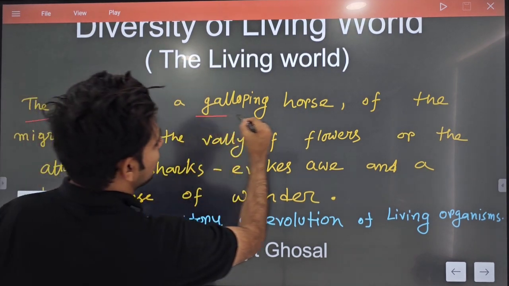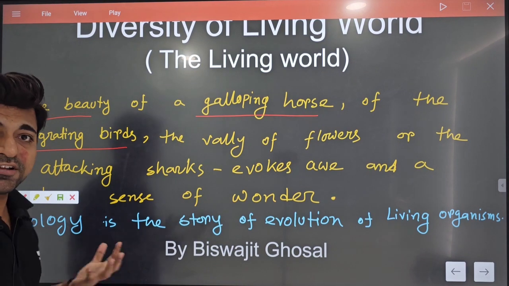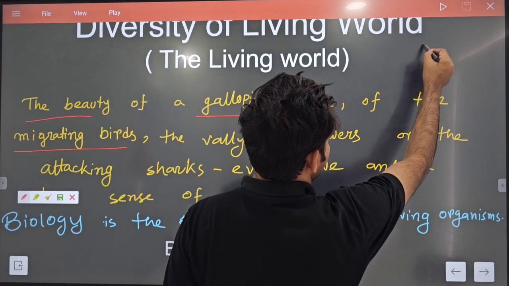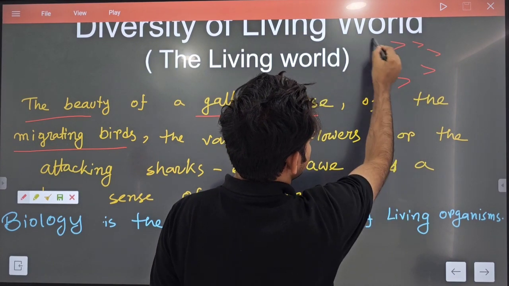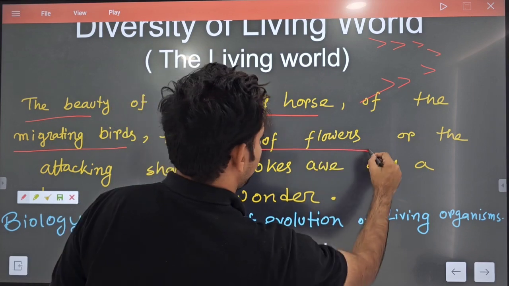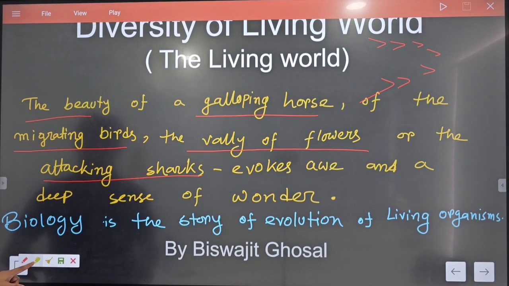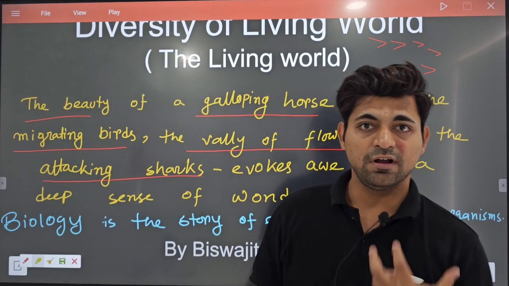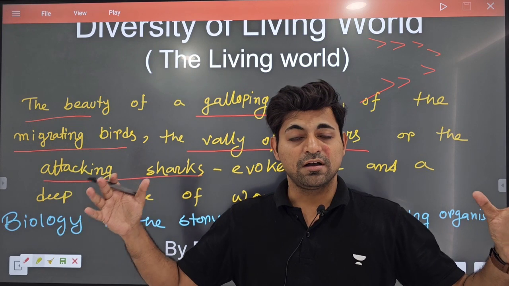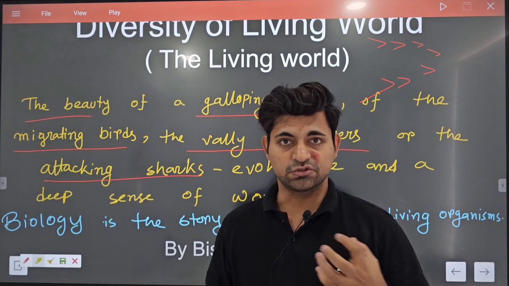The beauty of a galloping horse, the beauty of migrating birds. Have you ever seen birds migrating in a V pattern? It's a really beautiful sight, right? The valley of flowers, or attacking sharks. When you watch National Geographic, Discovery or Animal Planet, a mighty great white shark is attacking. Or you might have seen the movie Jaws.